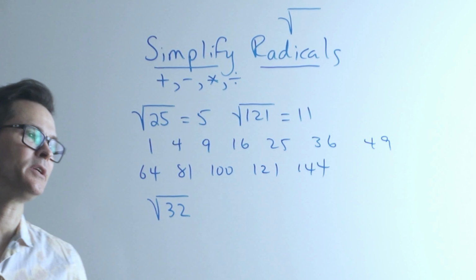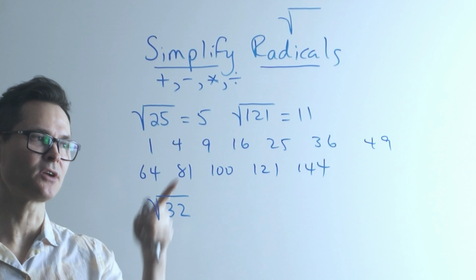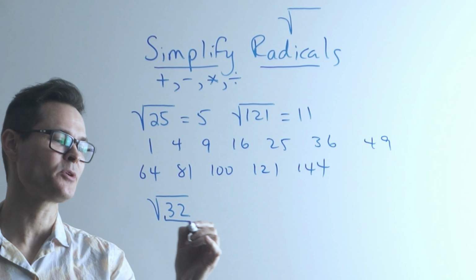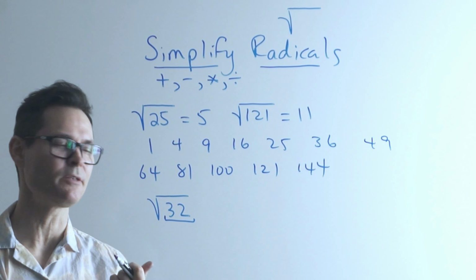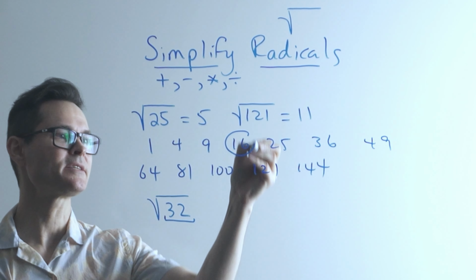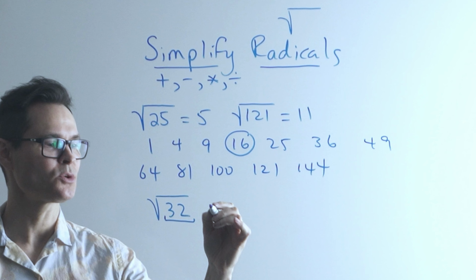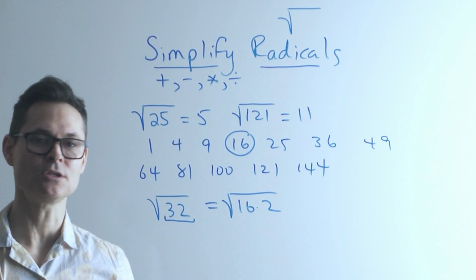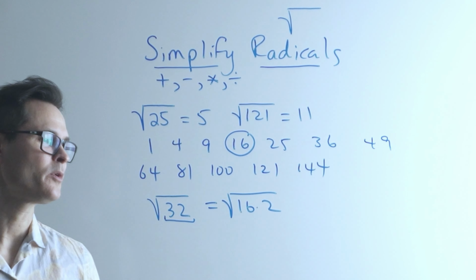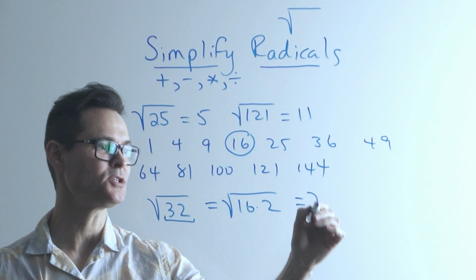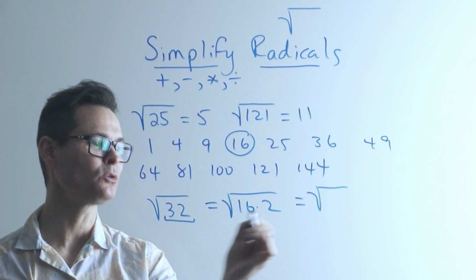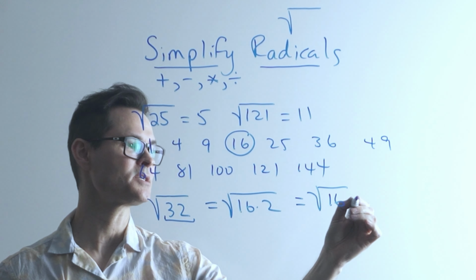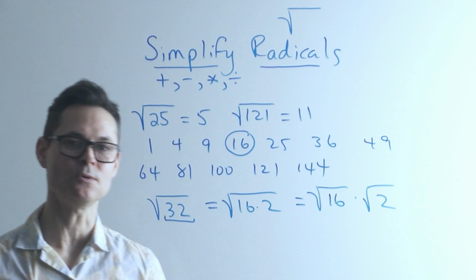Well, the issue with 32 is it isn't a perfect square. It's not in that list. But I can use that list to figure out if there's another perfect square embedded in the 32. I know that 16 goes into 32, so I can write that as 16 times 2. Now, why is that helpful? There's a rule in math which says you can pull these apart. If it's a multiply between the two numbers under the radical, I can write that as the square root of 16 times the square root of 2.